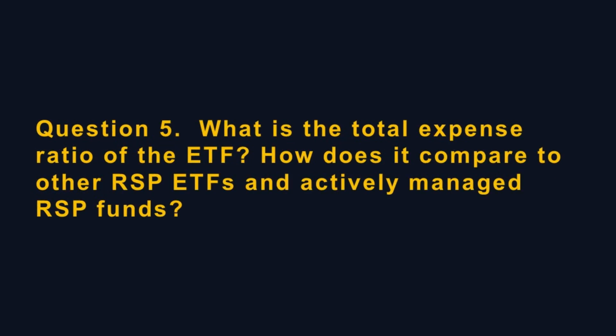Question 5. What is the total expense ratio of the ETF? How does it compare to other RSP ETFs and actively managed RSP funds? The expense ratio of the Invesco S&P 500 Equal Weight ETF, RSP, is 0.2% as of September 30, 2023, according to Invesco's website and other financial data sources.